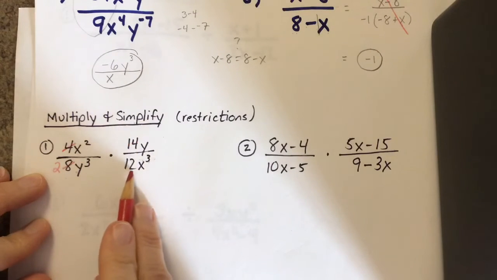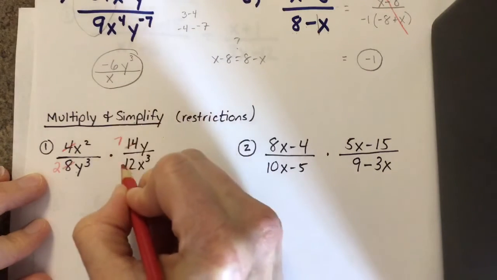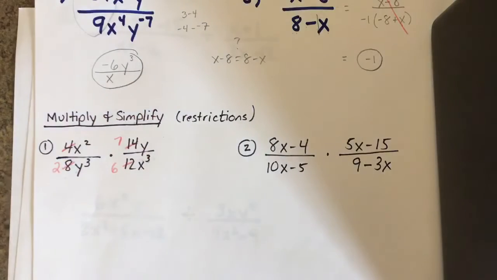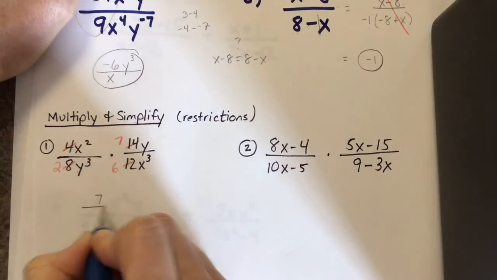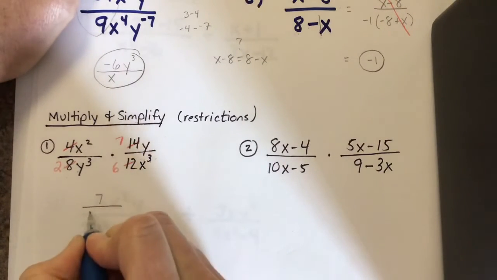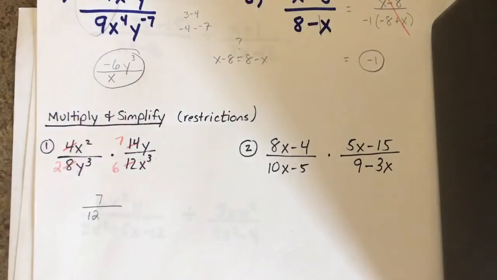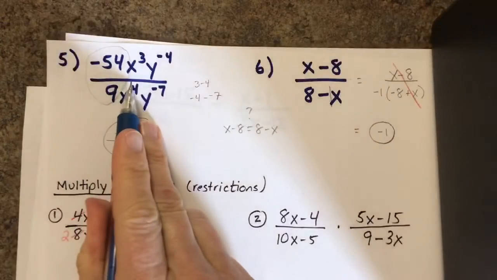14 twelfths. I can divide by 2, right? So I get 7/6. So now I'm left with 7 on the top. Now I'm actually multiplying 2 times 6, 12 in the denominator. Okay. Now what? Well, just like above here.